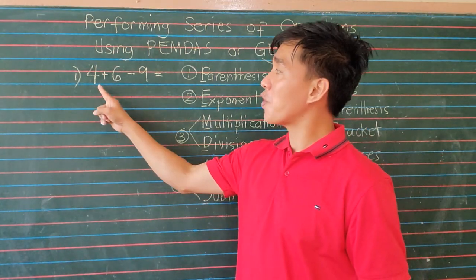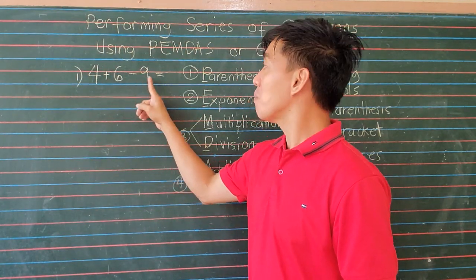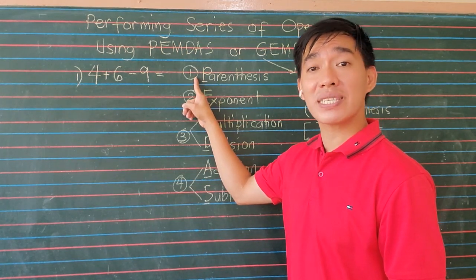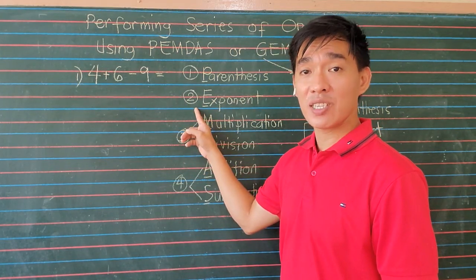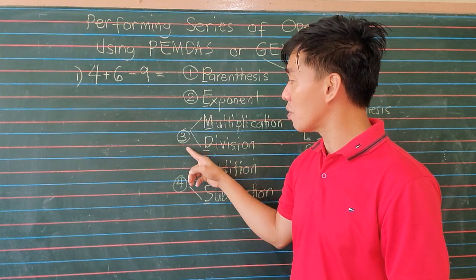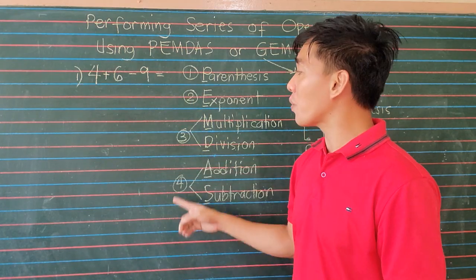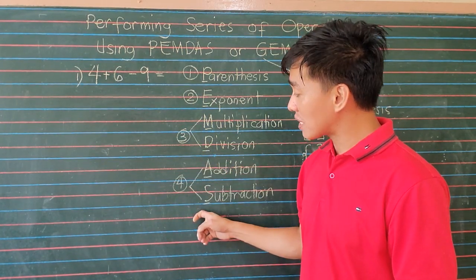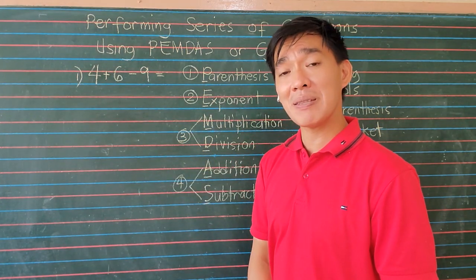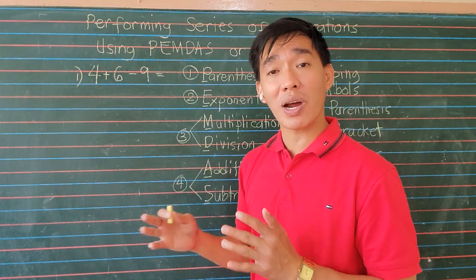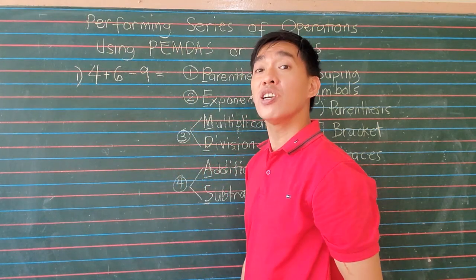In our first challenge, we do have two operations, addition and subtraction. Because we don't have the parentheses, we skip step number 1. We also don't have numbers with exponent there, so we also skip step number 2. Also, we don't have either multiplication or division in this number sentence, so we also skip step number 3. For step number 4, we do have addition and subtraction. So this is what we mean by between addition and subtraction, which comes ahead from left to right order, should be done ahead.